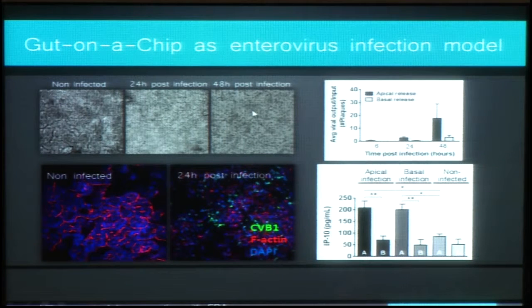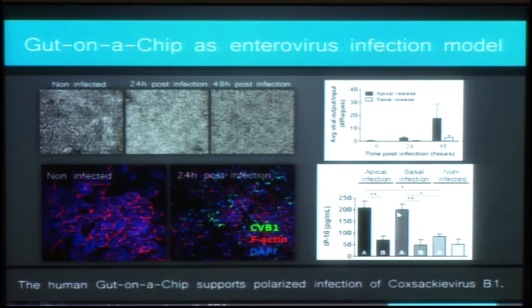What's interesting here is because this epithelium is polarized, we were able to see a polarized release of the virus into the apical luminal side. Even when the chips were infected basally, the virus was secreted apically. This is also the case for the release of cytokines. As you can see here with IP10, there is a really polarized secretion of cytokines.